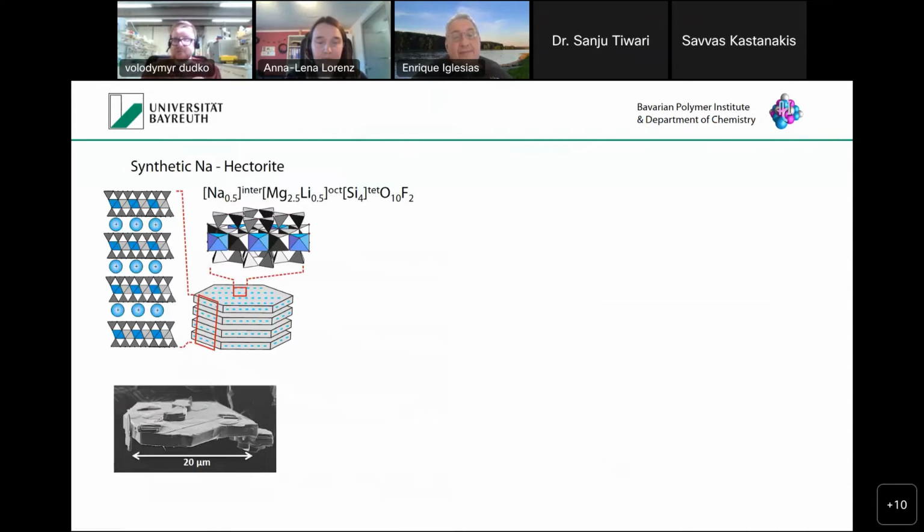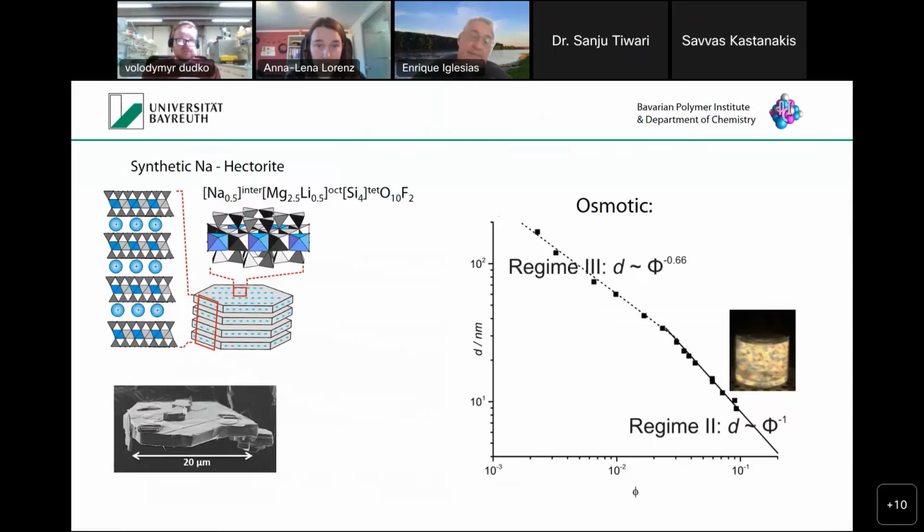These are synthetic clays which we produce at our faculty, and the key feature of this clay is that it has a very huge aspect ratio. That means the thickness of a single nanosheet is only 1 nanometer, and the diameter is 20 micrometers. And when you put it into water, it swells osmotically to very high distances, and it can be used to make nanocomposites.